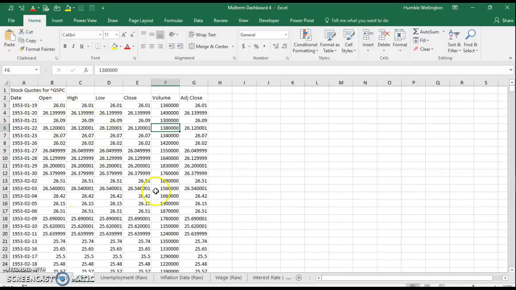And so for my dashboard, I really just needed to look at the adjusted closing prices. I did not need this other information, but if you want to do a more detailed or in-depth analysis, obviously there are more data points to be used.